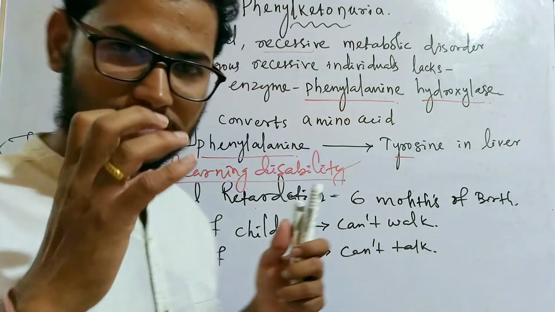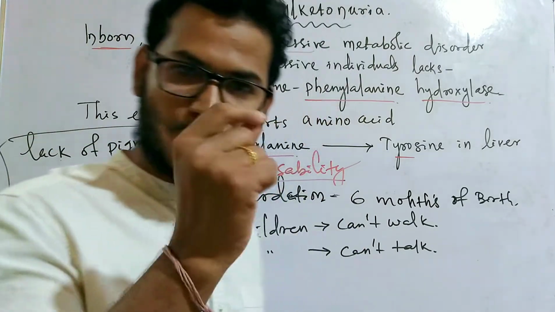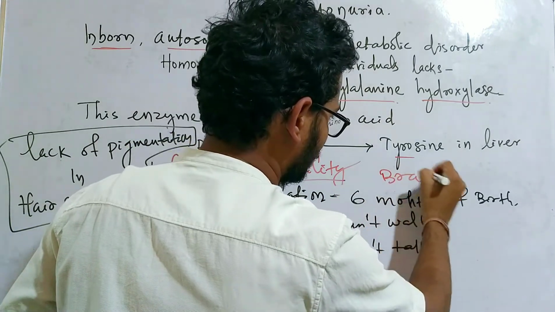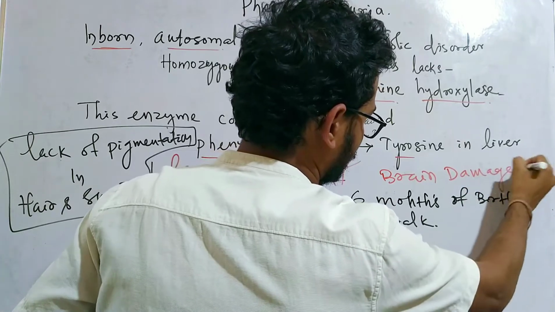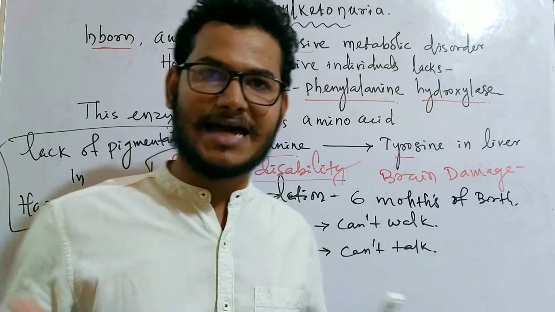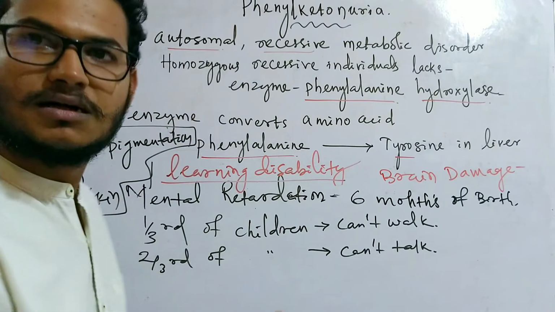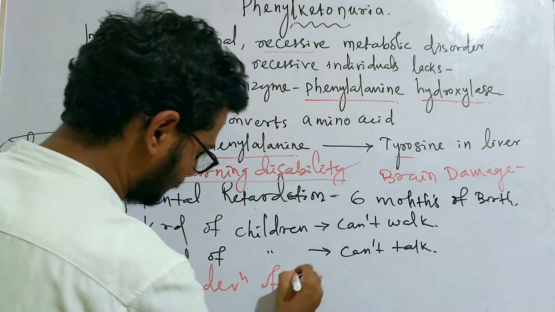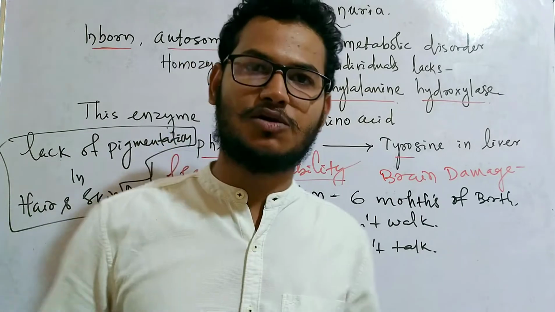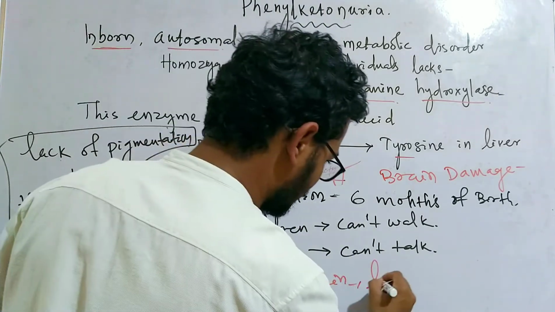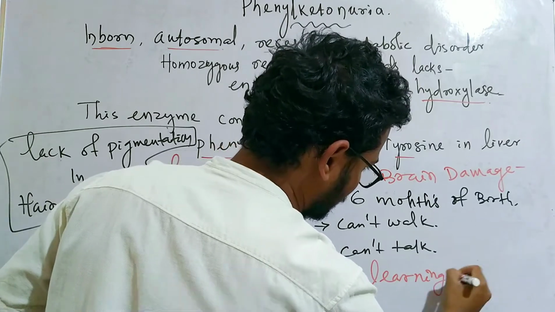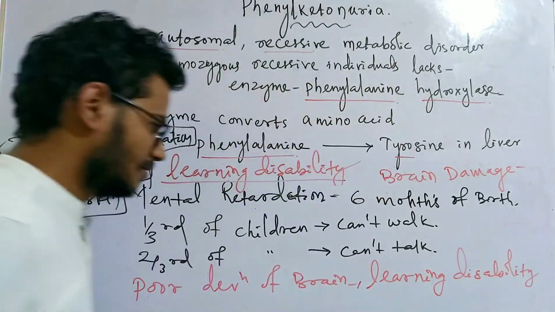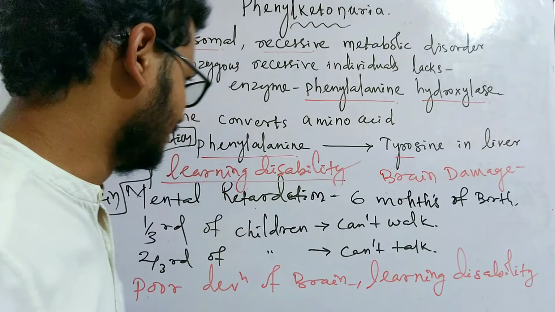Apart from these, you need to remember four important symptoms. What are they? Number one, brain damage. Due to abnormal development of the brain, it is damaged. Another one is poor development of the brain. Next, we have learning disability as a symptom. And the last one is behavioral abnormality.